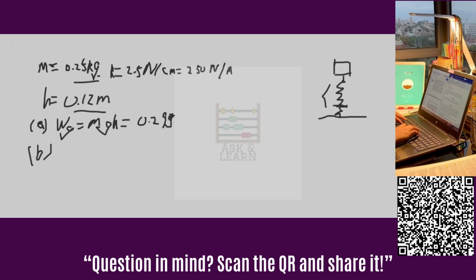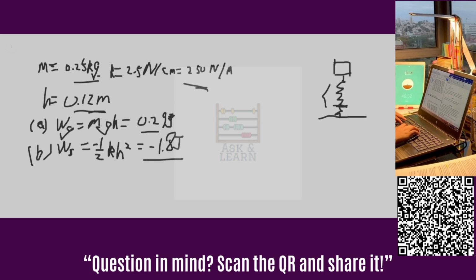Okay, and for part B, we want to find out the work done by the spring force. So when the block reaches the lowest place right here, the work done by the spring, Ws, will be equal to half k times h squared. But in this case, this is negative because the force is opposite to the displacement of the block. So k is here 250, and h is here. So you can find out the value is negative 1.8 joules.